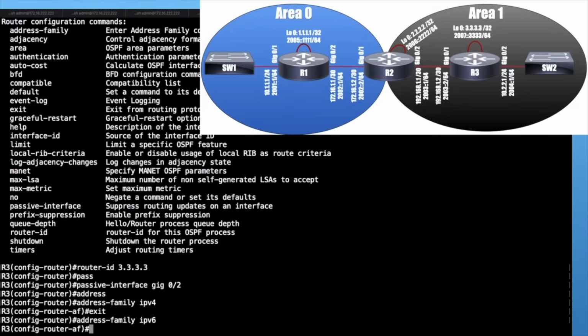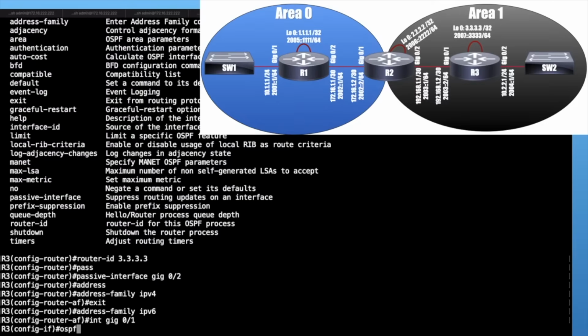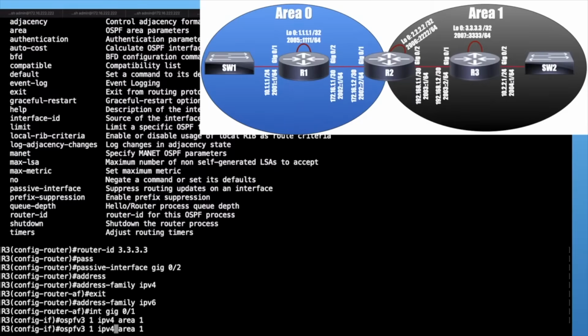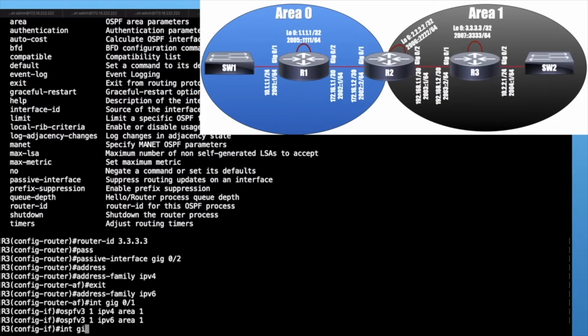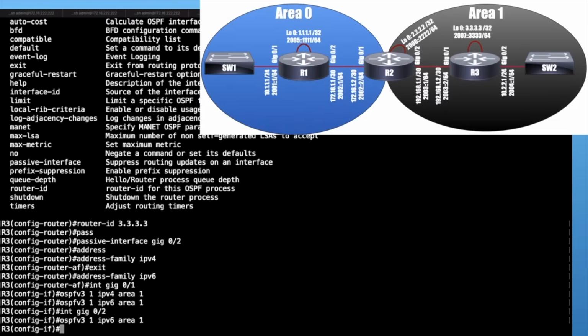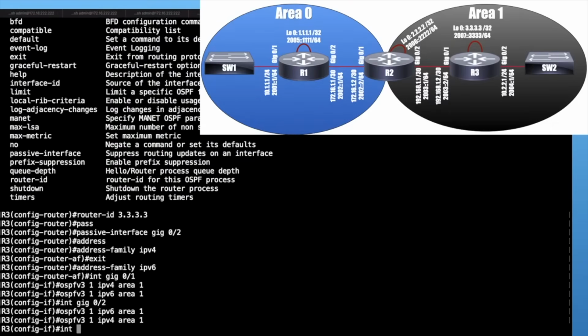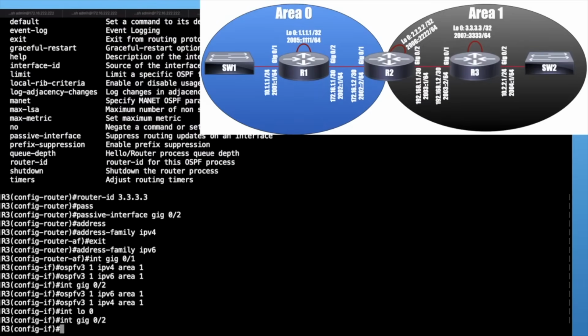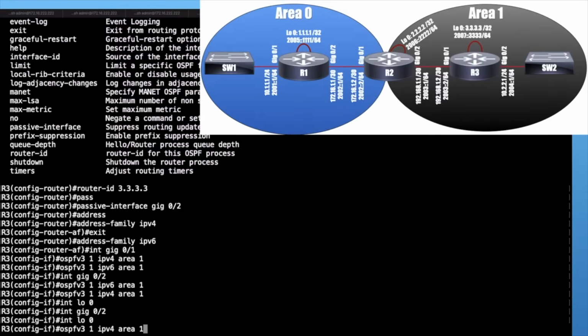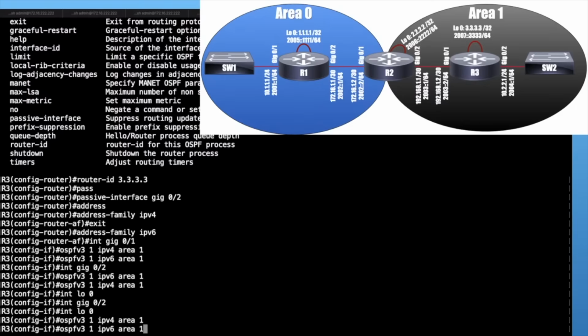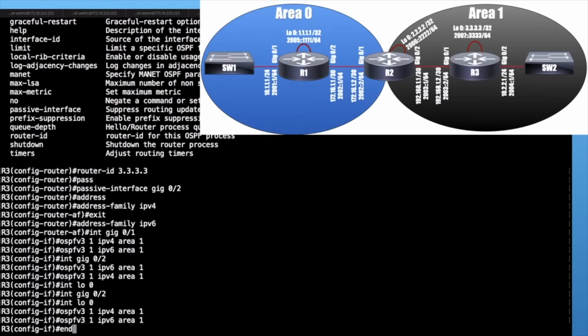Now, I just need to go to those interfaces. Because I've already said, hey, I want you to do IPv4 routing, and hey, I want you to do IPv6 routing. Now, let's go to the interfaces and say, yeah, I want to belong to both of those. So let's go into interface gig 0/1, and I'll say OSPFv3. See the different syntax? Process ID 1. For the IP version 4 address family, I want to belong to area 1. For the IPv6 address family, I also want to belong to area 1. For interface gigabit 0/2, same thing. I want to belong to area 1 for both of those address families. Same thing for the loopback interface, Loopback 0. I want to belong to both of those address families.